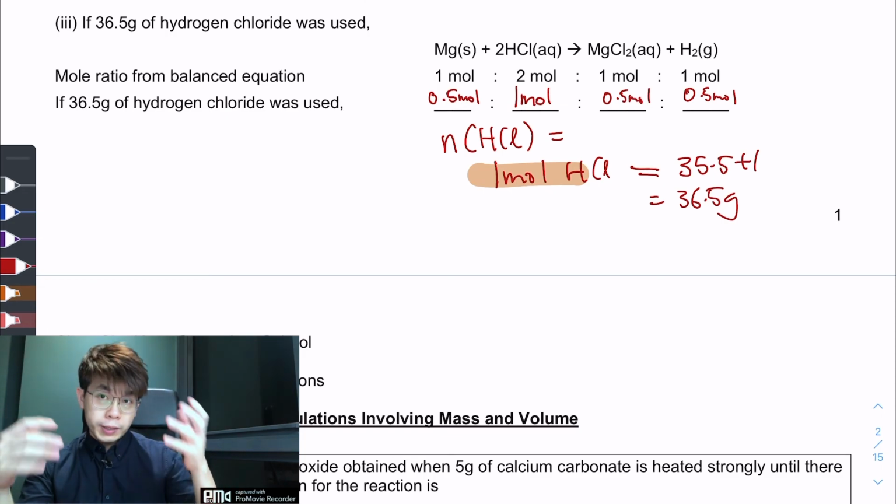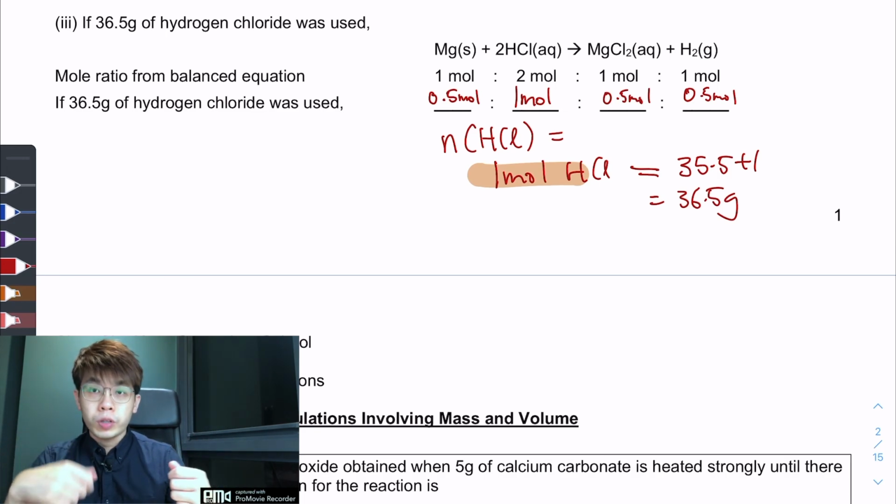Alright, so over here, mole ratio is a very, very important concept that you must understand, and therefore you will need to go and practice it for a while before you move on to the next lesson.